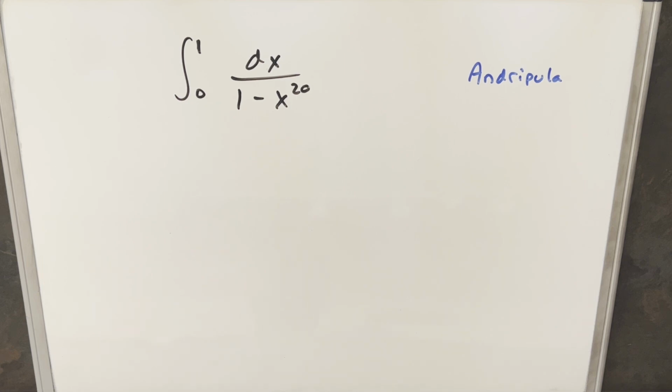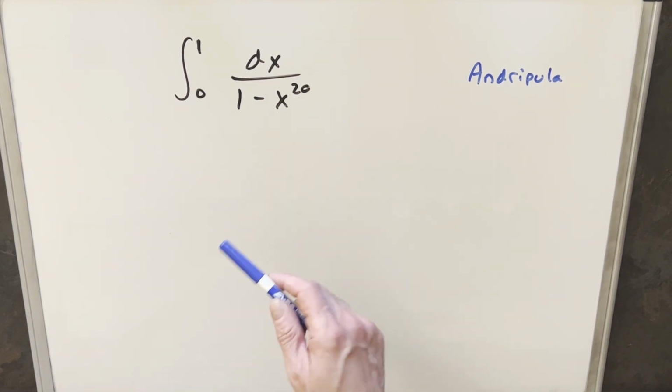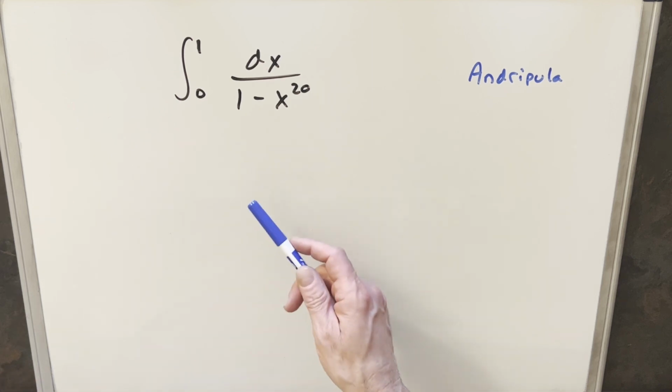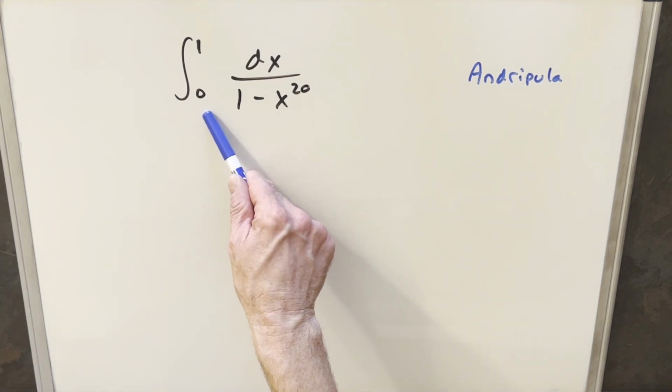Okay, we have here today a pretty tricky looking integral. We've got the integral from 0 to 1 of 1 over 1 minus x to the 20th dx. I got the idea for this based on a video from Andripula, except the problem in his video was the indefinite integral. So there was partial fractions involved and it looked pretty messy. I didn't try that. What I want to do was an easier integral instead.